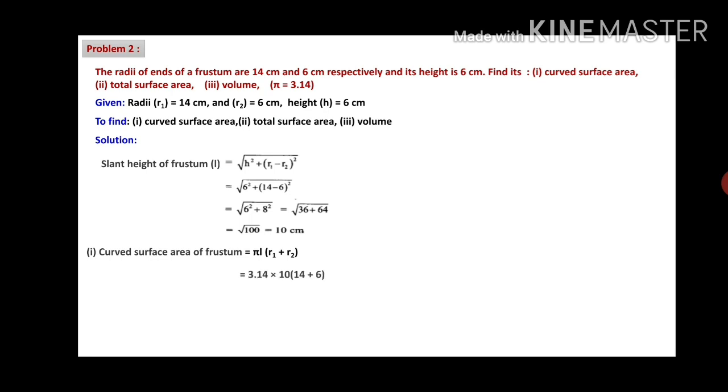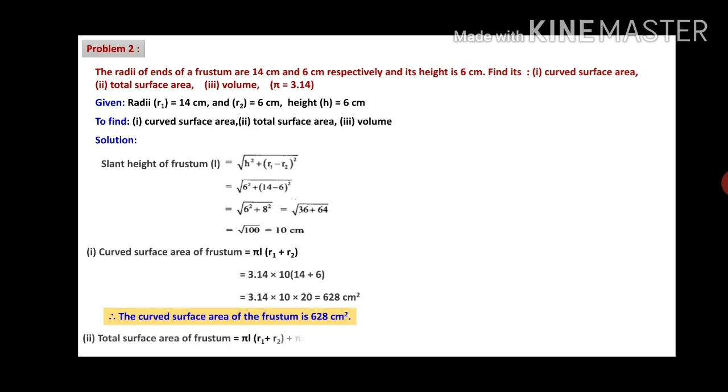We substitute the values. 3.14 into 10 into bracket 14 plus 6. Therefore, 3.14 into 10 into 20, which will be 628 centimeter square. Therefore, the curved surface area of the frustum is 628 centimeter square.